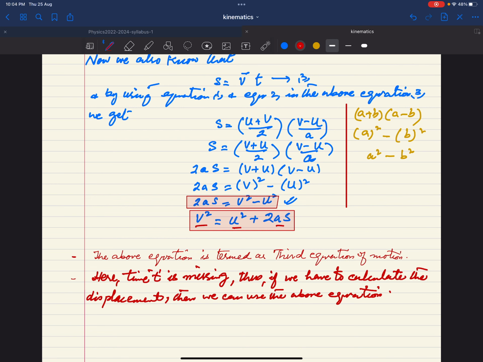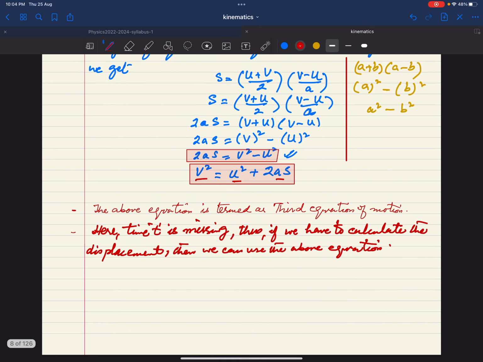So this is what we have as far as the third equation of motion is concerned. So simply you can say that these are a few equations which we have to remember. One is S is equal to V. This is a very basic equation. Then V is equal to U plus AT is the first equation of motion. S is equal to UT plus half AT square is the second equation of motion. And 2AS is equal to V square minus U square will be your third equation of motion.